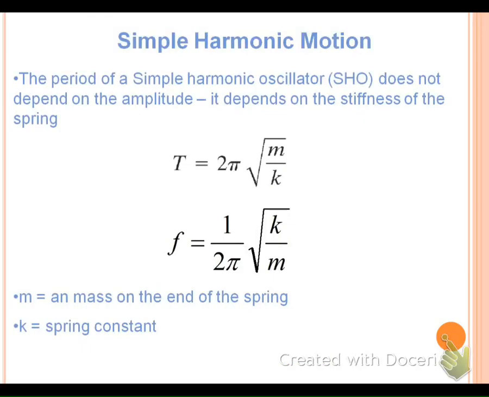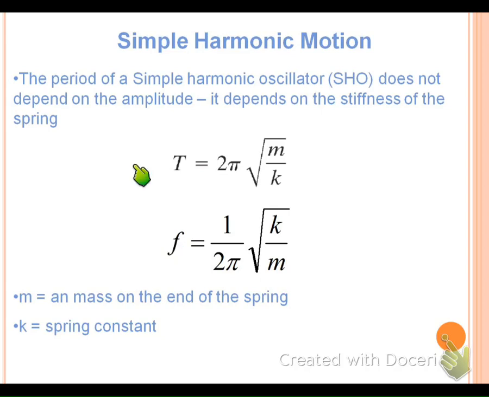When we talk about period and frequency of an object that's in simple harmonic motion, believe it or not, the amplitude makes no difference. So the maximum distance you can stretch or compress that object makes no difference in how fast it will complete an oscillation, or how many oscillations it makes per second. It sounds like it should, but it doesn't. It makes no difference at all.